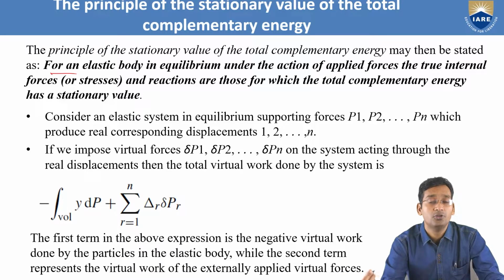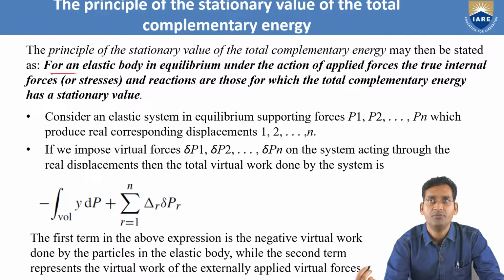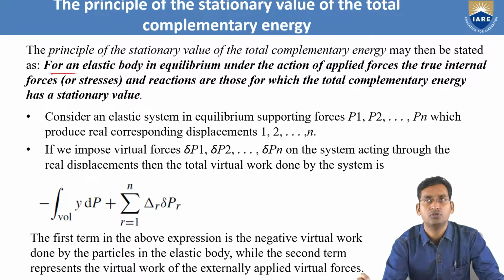So in this, what will we do? Now we are deriving how to find that. Considering an elastic system in equilibrium, supporting forces P1, P2, P3, and so on up to Pn. We are taking a number of forces, depending upon the number of forces given in the numerical. So we take P1, P2, P3, and so on up to Pn forces acting on the body when the body is in equilibrium.